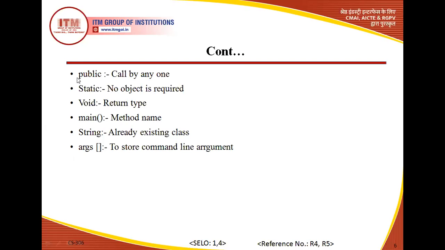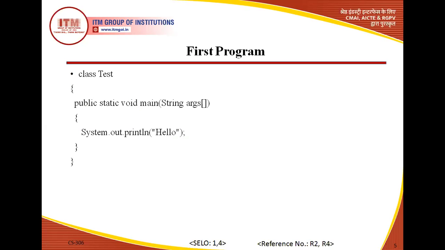Next one is your static. Why do we require static? One question to all the students present in this class: did we make any object of this particular class? How can we access it? It could be accessed either with the help of an instance of the class, or with the help of the class name.